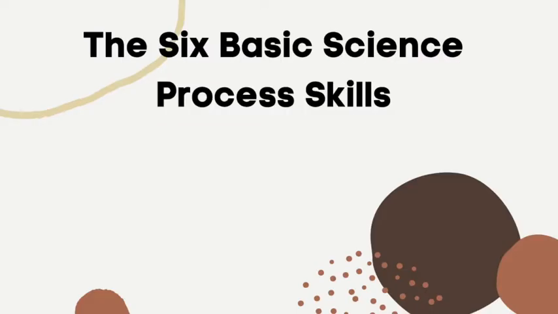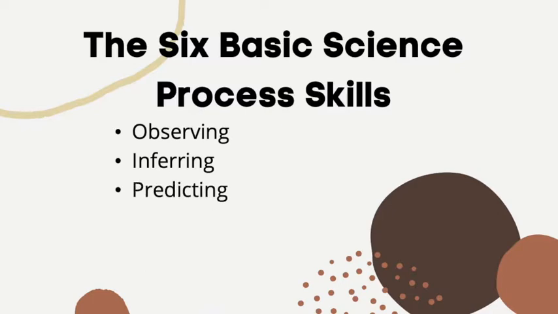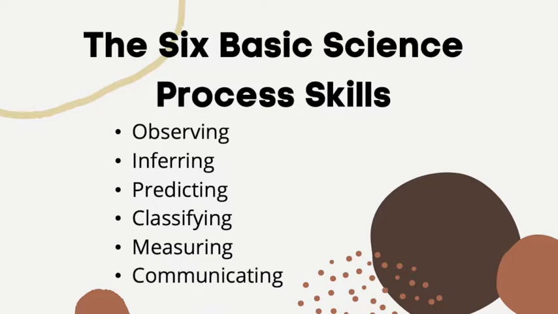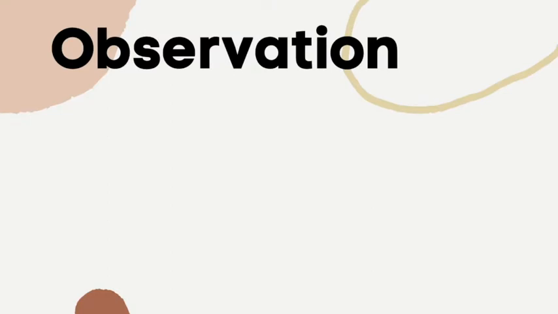The six basic science process skills are observing, inferring, predicting, classifying, measuring, and communicating. We will focus with observation.